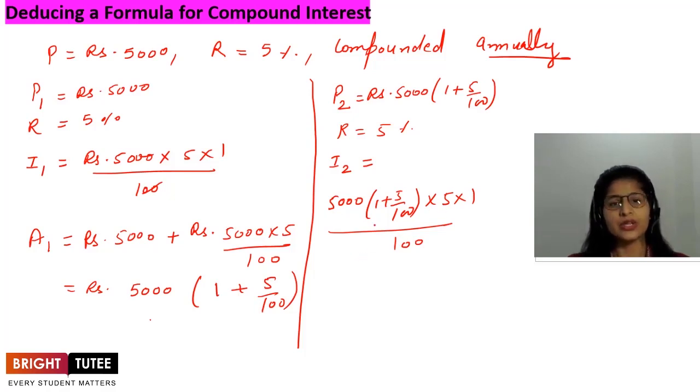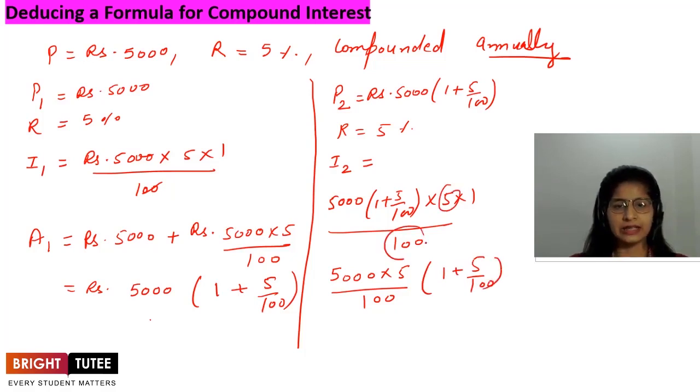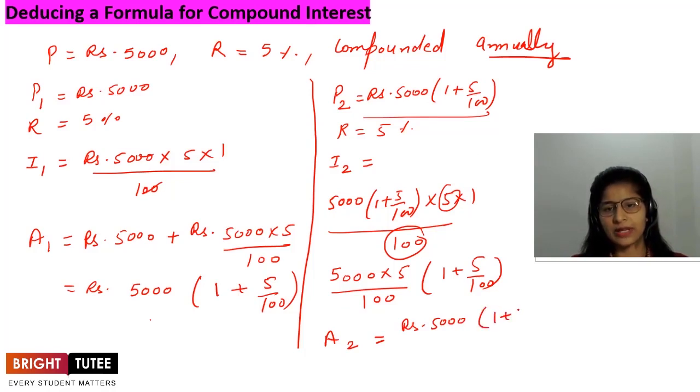This we are going to get. Are you getting it? So what we will get? 5,000 into 5 upon 100 into 1 plus 5 upon 100. Clear? I have just collected these two with 5,000. Now this is the interest. So what will be the amount for second year? Amount for second year is principal for second year, that is rupees 5,000 into 1 plus 5 by 100, plus this we will write, right? So 5,000 into 5 upon 100 into 1 plus 5 upon 100.